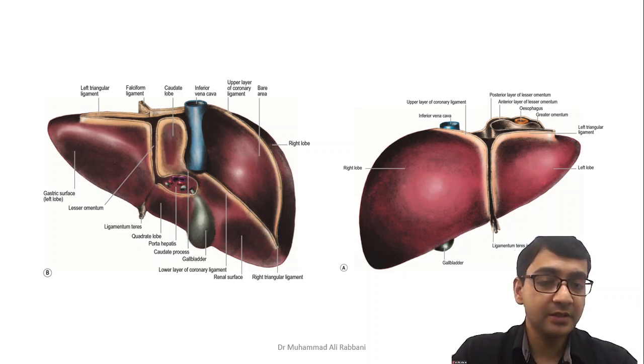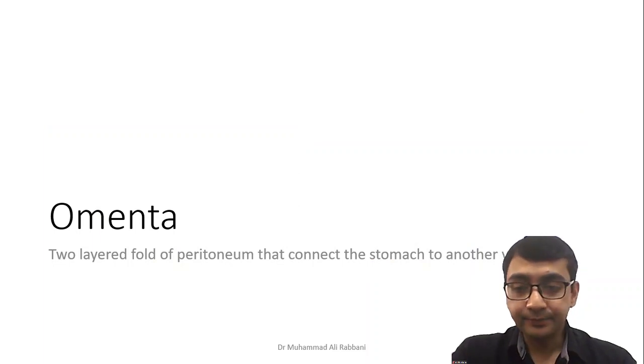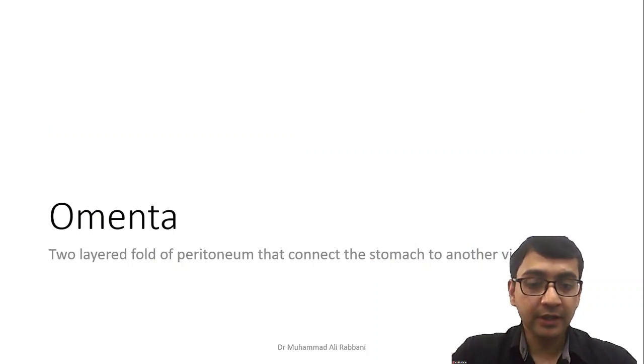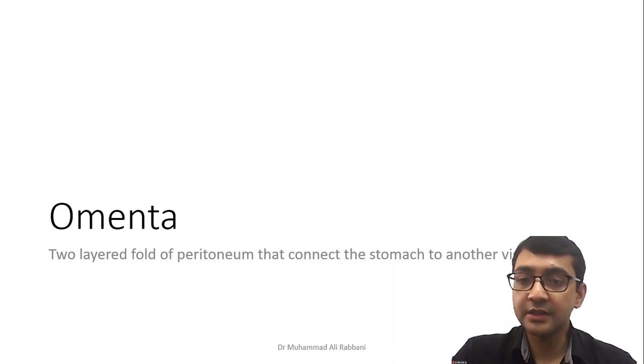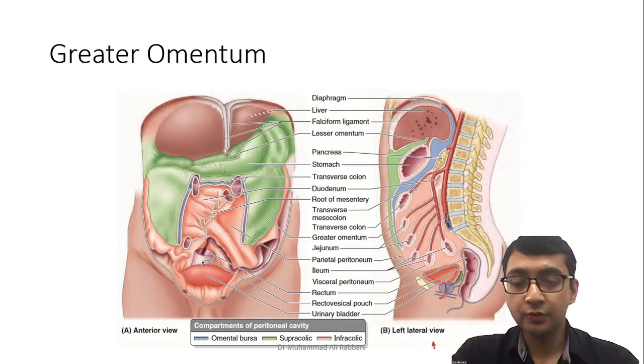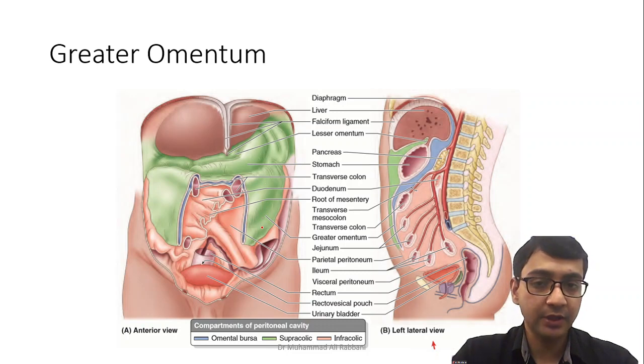They are nothing more than the folds of the peritoneum that are connecting this organ to the walls and supporting it in the process. Omenta are 2-layered folds of peritoneum that connect the stomach to any other viscus. I think we have discussed it in detail by now. So, we talked about the greater omentum. The greater omentum was covering the greater curvature of the stomach. It extended in an apron-like pattern in front of the small intestine.